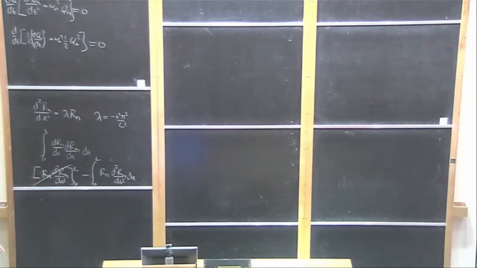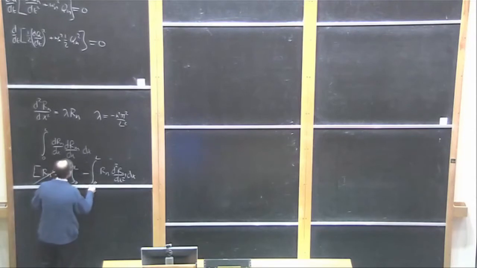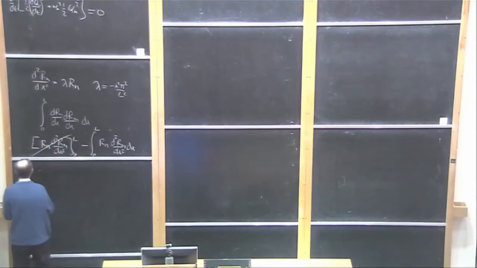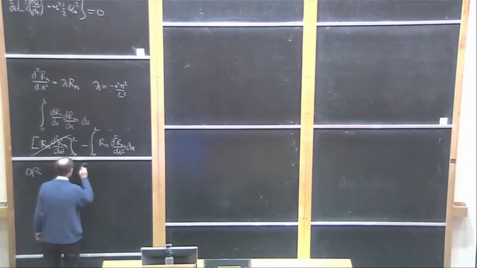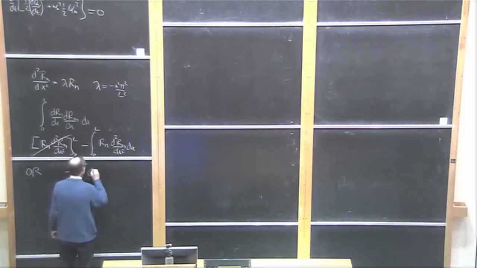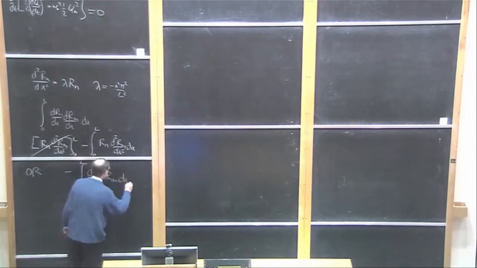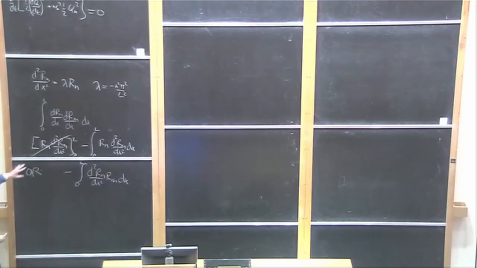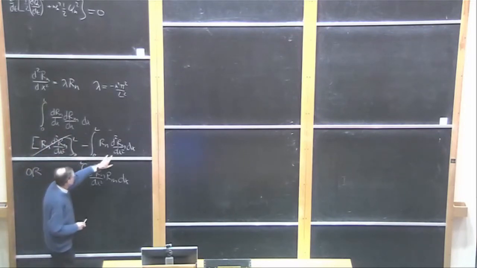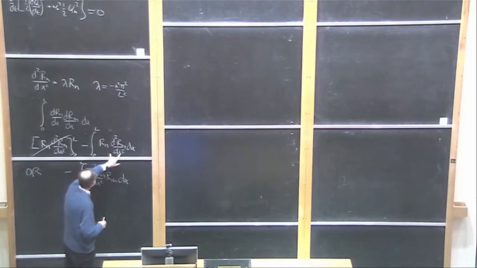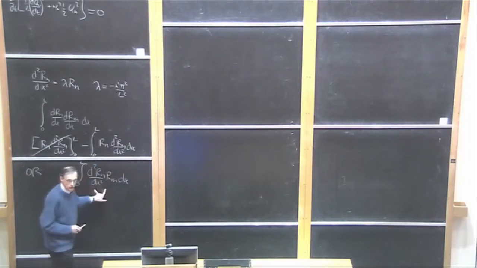However, I could have integrated and differentiated the other way around, in which case, again, we'd have an integrated term that would go to 0, and the integral minus the integral from 0 to L of d2 Rn by dx squared Rm dx. So what I've just shown is that this integral equals this integral.